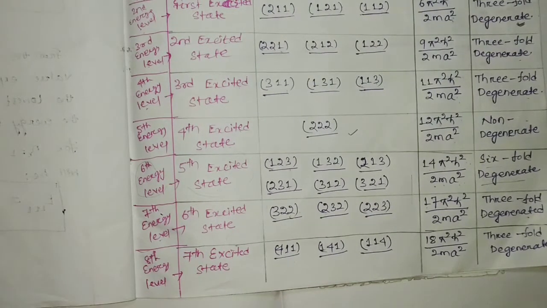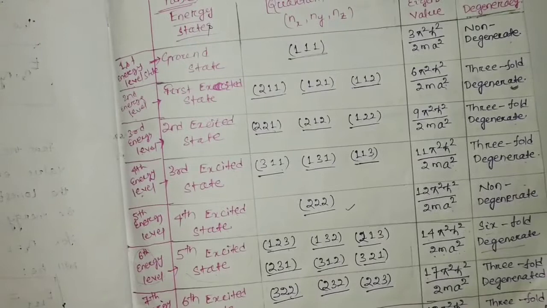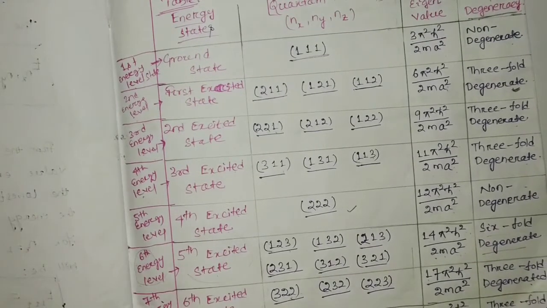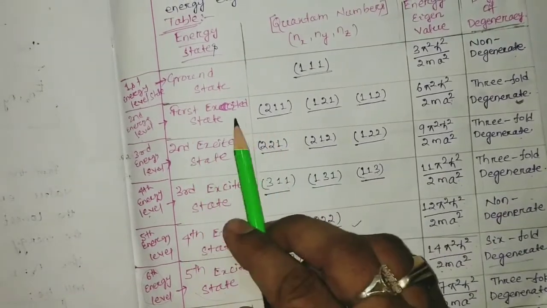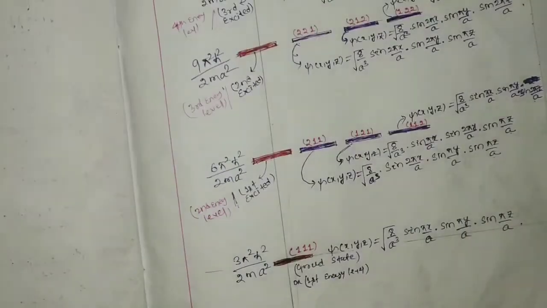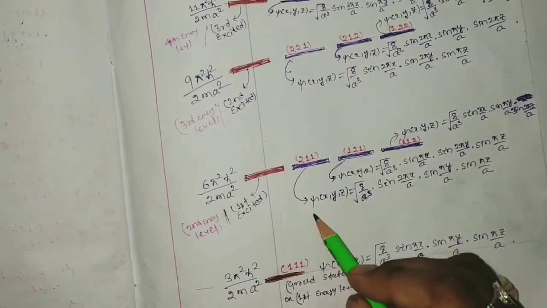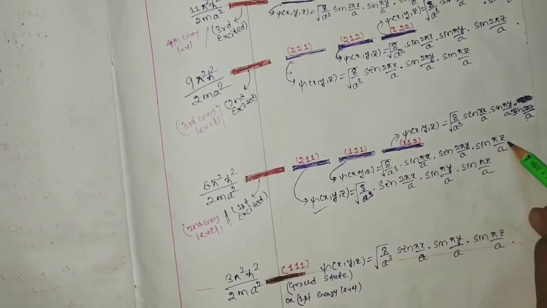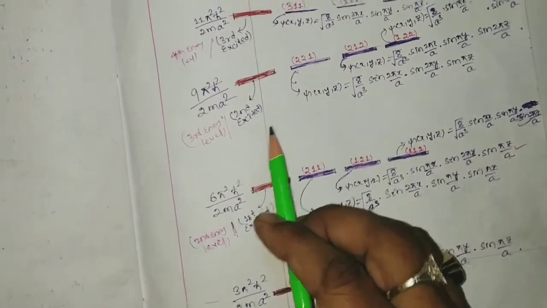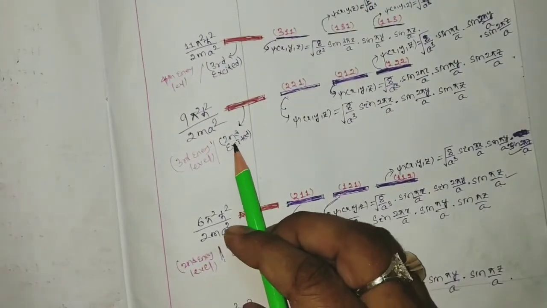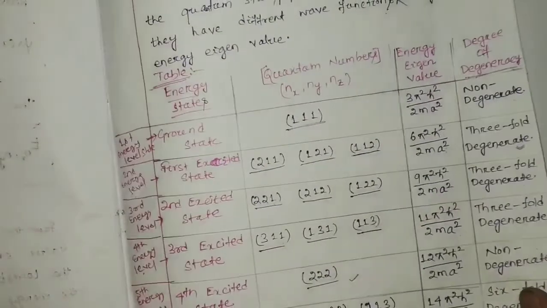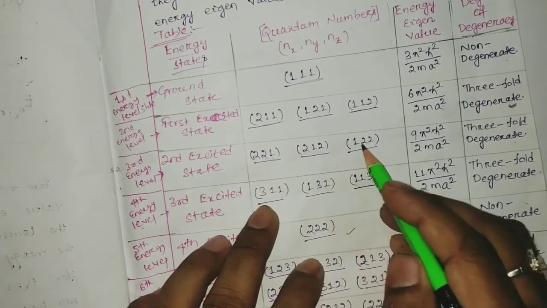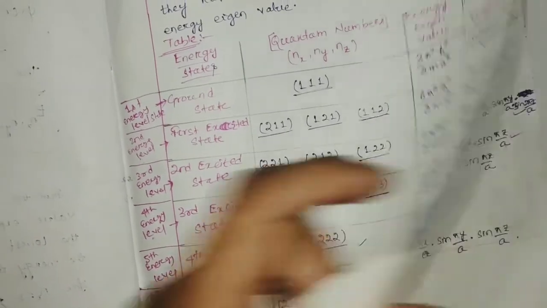Now we have to check the corresponding wave functions or energy eigenfunctions. So here for the first excited state, we have discussed that this is one eigenfunction, this is another eigenfunction, this is another eigenfunction. Likewise, if we consider the second excited state or third energy level, that is 2, 2, 1 or 2, 1, 2 or 1, 2, 2, then what are the energy eigenfunctions?